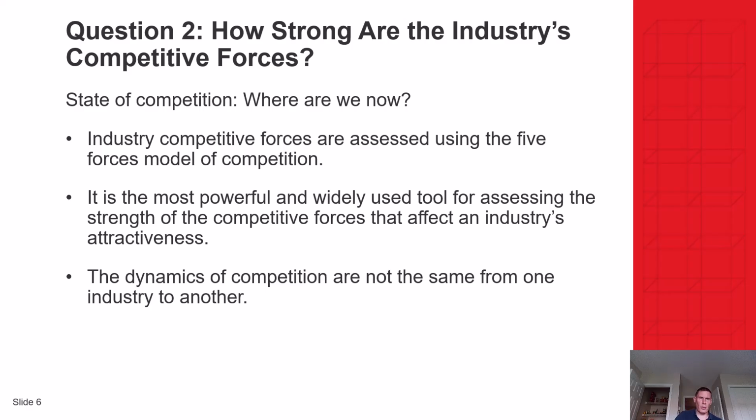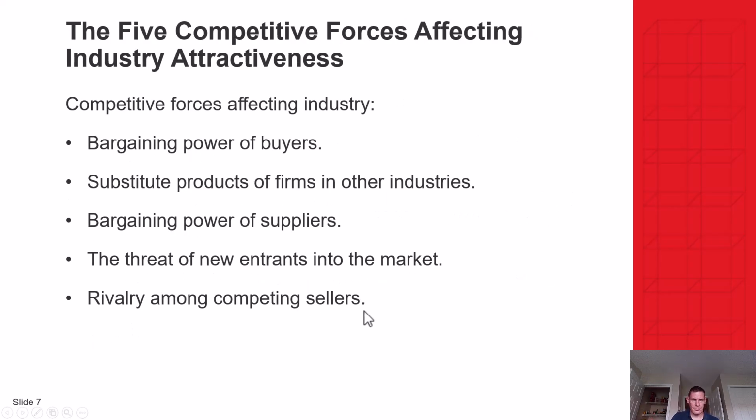So the state of competition, where are we now? Industry competitive forces are assessed using the five forces model of competition. You can go to Google, just type in Michael Porter's five forces, and you'll see it. It's the most powerful and widely used tool for assessing the strength of the competitive forces that affect an industry's attractiveness. So think of this as a tool to figure out, is this an attractive industry? Maybe it's not. Maybe it's something that we don't want to get into because it's got very high barriers to entry, for example. And the dynamics of competition are not the same from one industry to another.